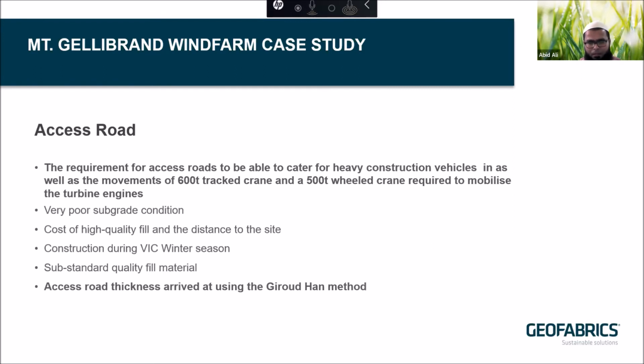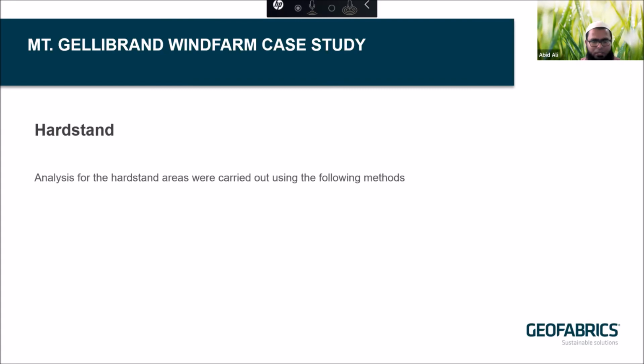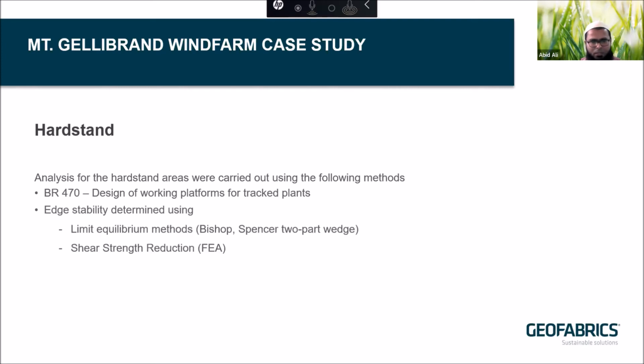And the access road thickness was arrived at using the famous Giroud-Han method in this project. For the hard stand, the analysis was carried out using the following methods: the BR470, which is commonly used for design of working platforms, and the HW was determined using limit equilibrium methods, as well as the shear strength reduction method, basically finite element analysis, and some settlement calculations were carried out using FEA.